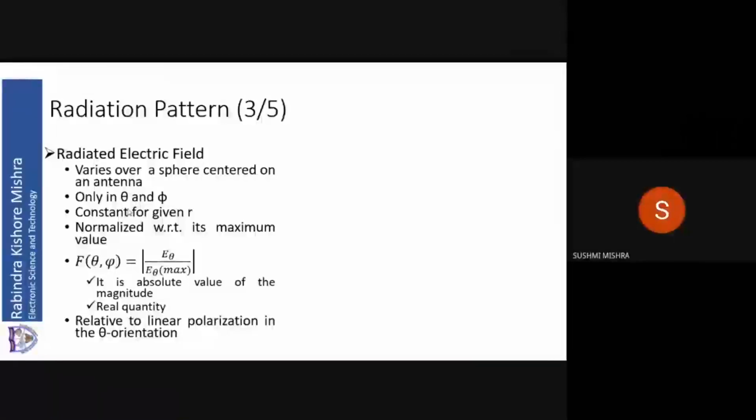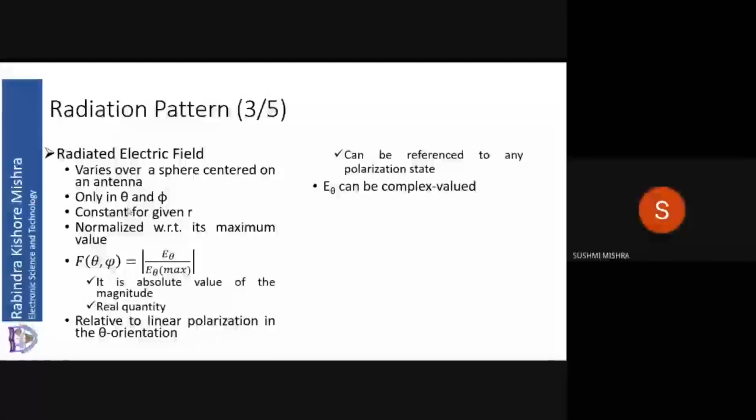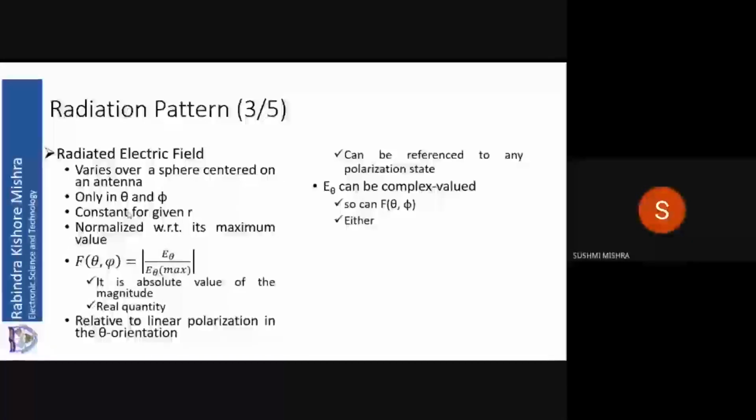The polarization is linear in the theta direction, which means the E field is linear in the direction of theta. We will discuss polarization later. Of course, we can reference any other polarization state, so any other direction. And remember, E theta can be a complex value. When we calculate E theta, we will see E theta is a complex value. If E theta is complex, then F is also complex.